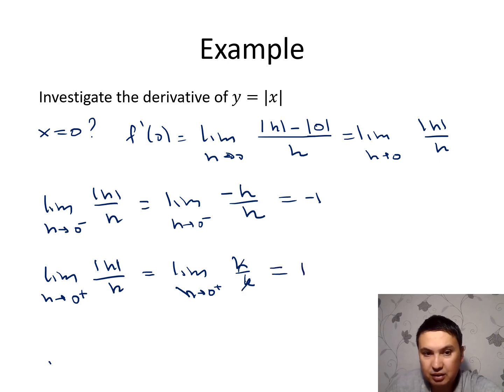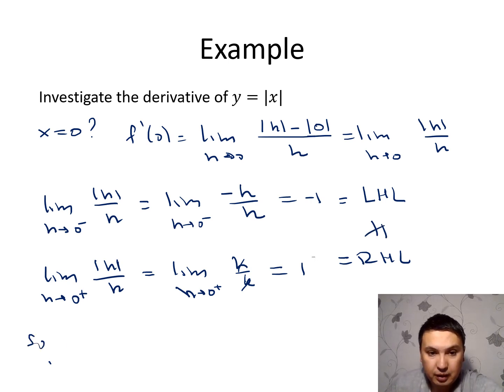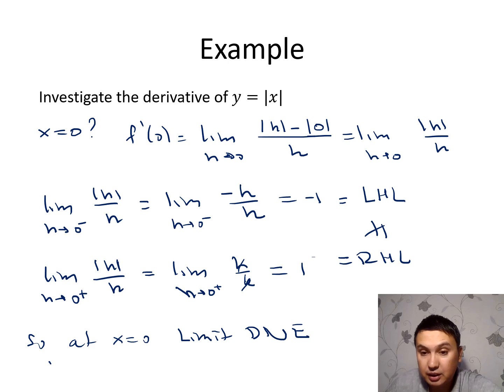So this is my left hand limit, and this is my right hand limit, and they are not equal, which means the limit doesn't exist. So at x equal to 0, the limit does not exist. So the derivative doesn't exist. So in other words, at x equal to 0, no derivative.